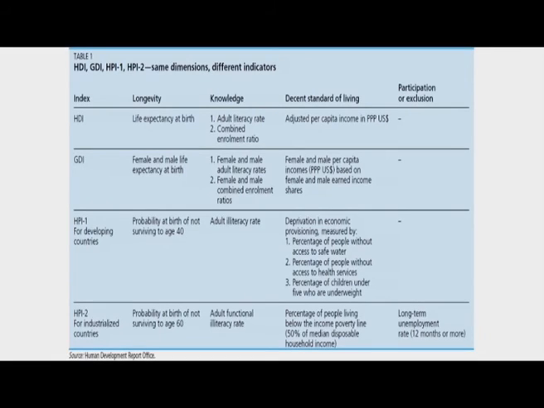It basically tells us what is the difference in life expectancy at birth of a female with respect to the male counterpart. Knowledge: female and male adult literacy rates, and female and male combined enrollment ratios. For decent standard of living: female and male per capita incomes based on female and male earned income shares. If you remember the first class of this course in which I was referring to distributive shares, I was referring to GDP at factor cost, gross domestic product at factor cost.